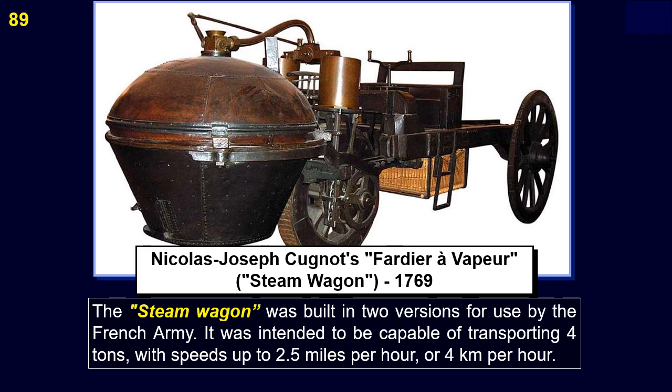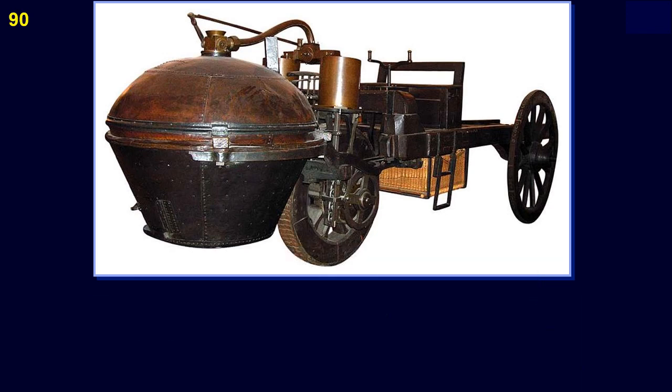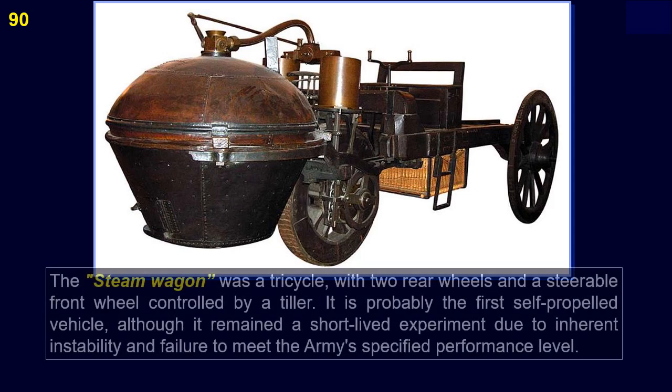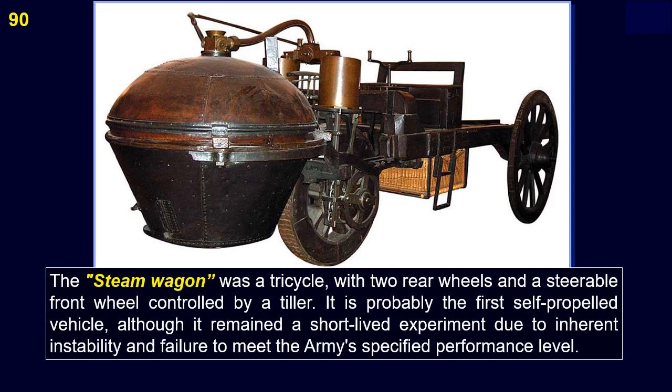The steam wagon was a tricycle, with 2 rear wheels and a steerable front wheel controlled by a tiller. It is probably the first self-propelled vehicle, although it remained a short-lived experiment due to inherent instability and failure to meet the Army's specified performance level.